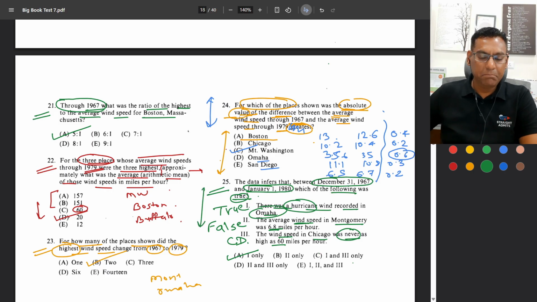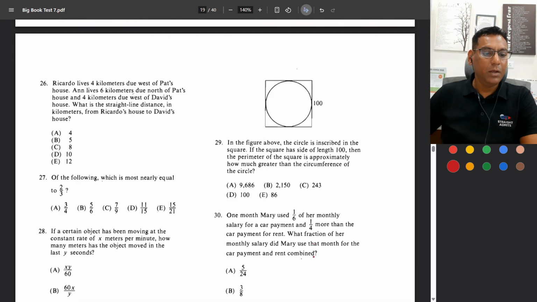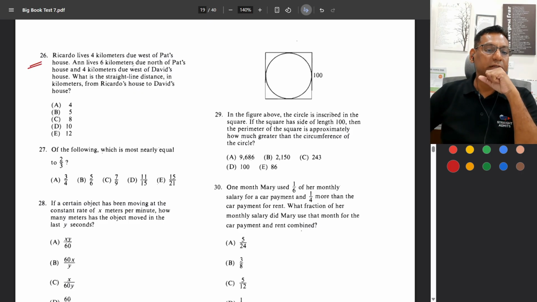Fairly tricky set, not from the calculation point of view or a graph point of view, but from a logic point of view. Especially these three were pretty interesting to solve. Okay, let's look at question 26. Ricardo lives 4 kilometers due west of Pat's house. Okay, so let's say Pat lives here. Ricardo lives here, 4 units.